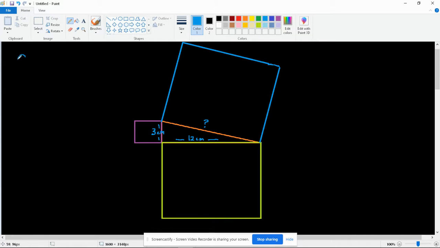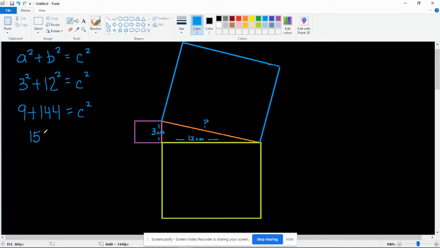So the formula we use is a squared plus b squared equals c squared. So if we put these two numbers in, it doesn't matter which is a and b. 3 squared plus 12 squared equals c squared. We would get 9 plus 144 equals c squared, which would be 153 equals c squared.